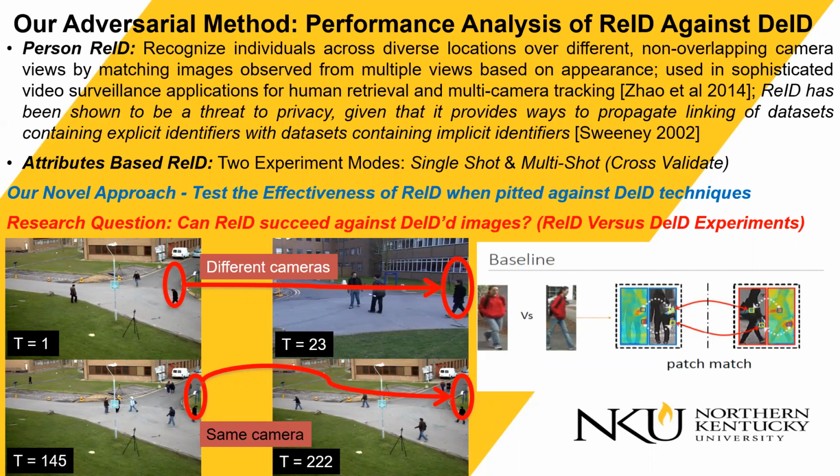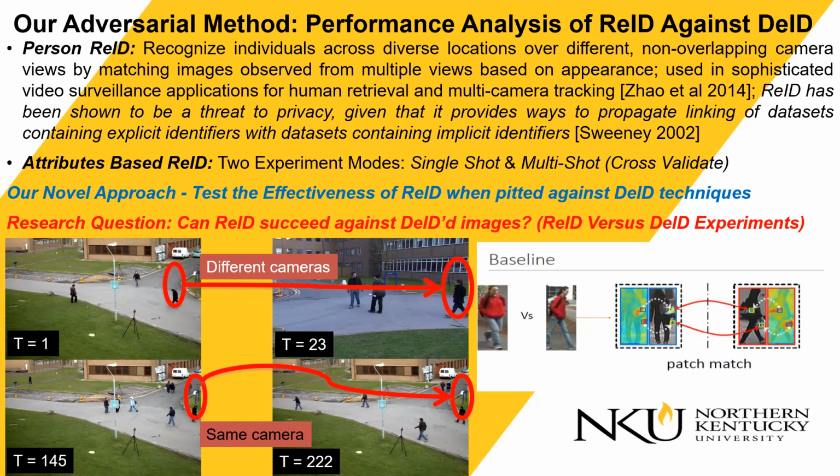As seen in this slide, person re-identification is a technique by which you can recognize individuals across multiple non-overlapping camera views. In other words, multi-camera tracking. It is based on matching images from these different views by using appearance-based low-level filters.